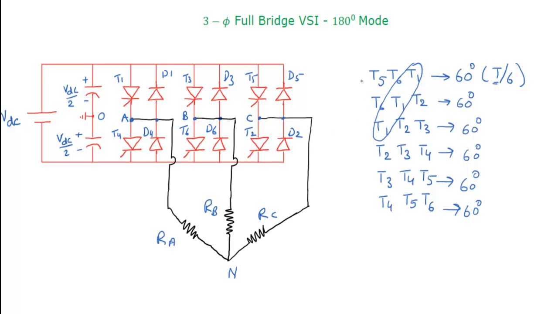That means if you look at that T1 conduction, it is in 3 combinations, means 60, 60, 60, that means 180 degrees. So this is not only with respect to T1, it will be with respect to T2. You can see that T2 is in 3 combinations, T3 is in combination, T4 is in 3 combinations, like that. That means each and every thyristor will be in conduction for 180 degrees. That is why the name of this inverter will be 180 degree mode.